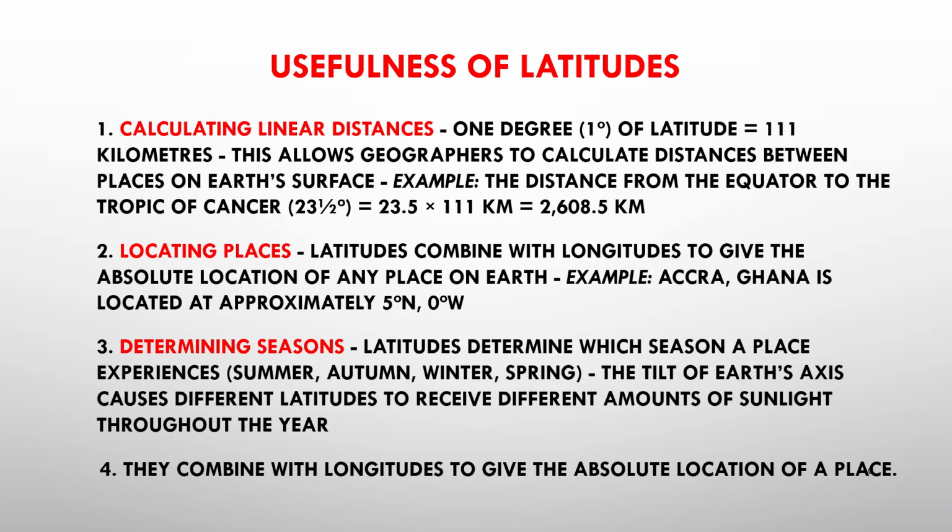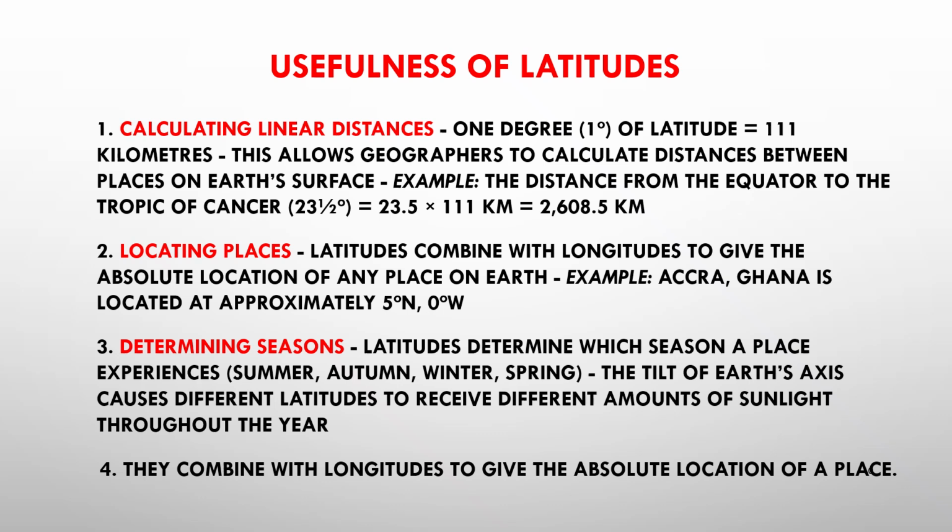The third usefulness of latitude is determining seasons. In our study of the effect of the revolution of the Earth, we saw that we have 4 seasons: summer, autumn, winter, and spring. In our part of the world, that is in Africa, or we living within the tropics, we see that we have the dry season and the rainy season. Good. So latitudes determine which season a place experiences at any given time of the year.